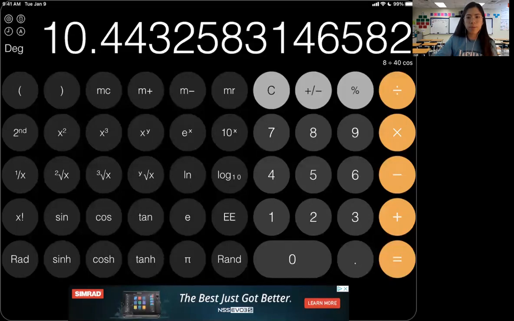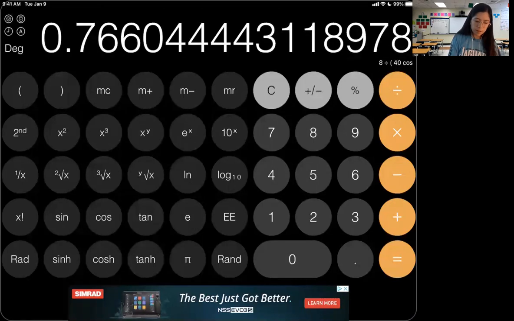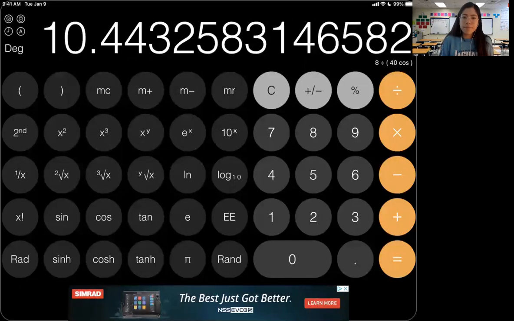I get the same thing. Good. What did I do? I did 8 divided by, in parentheses, cosine of 40. Even better, honestly. If you put parentheses, that just guarantees that you aren't messing things up. You just have to make sure you hit enter at the end. So 10.44. Anybody got something different or want me to show it one more time?